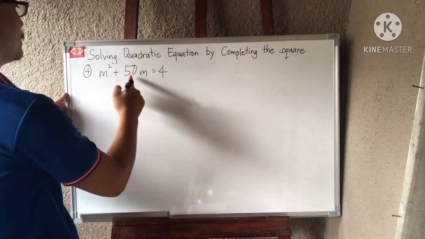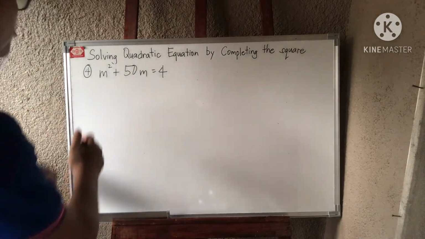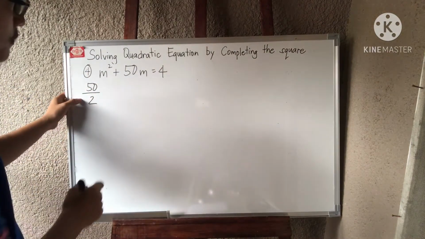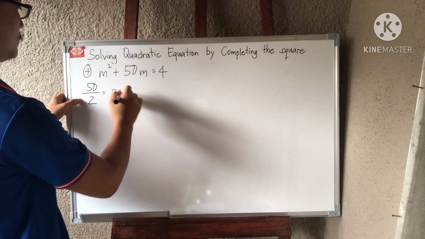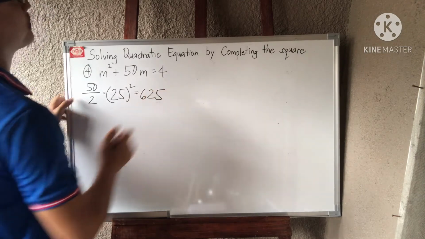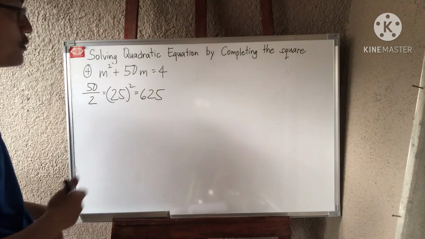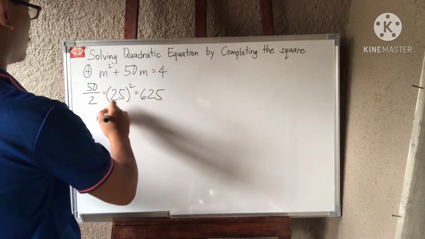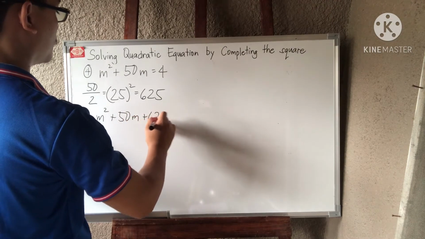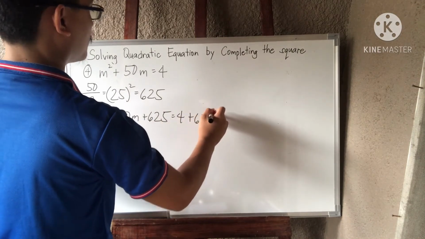So, you have, since ang b natin or yung linear term natin is 50, becomes 50 divided by 2 is 25. 25 squared is 625. Okay? So, we add 625 both sides. So, you have m squared plus 50m plus 625 equals 4 plus 625.